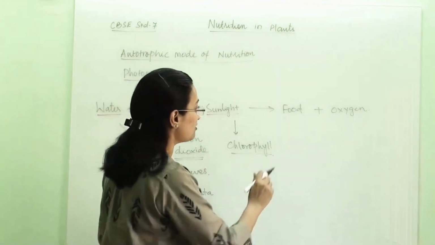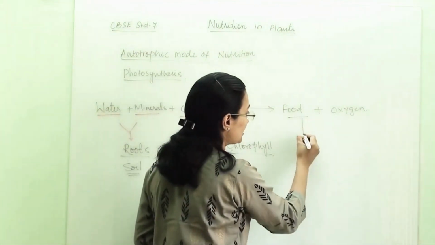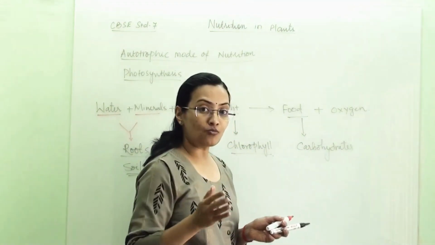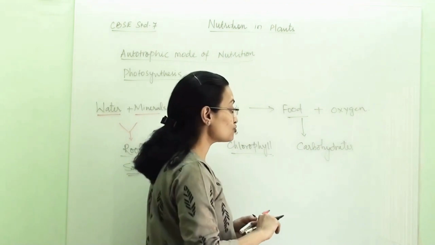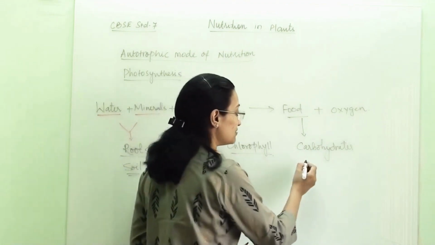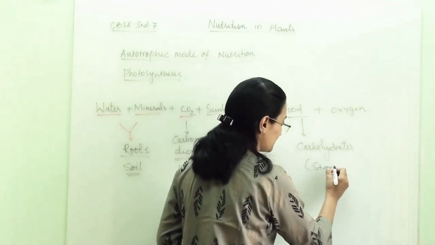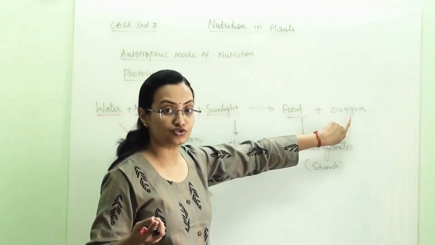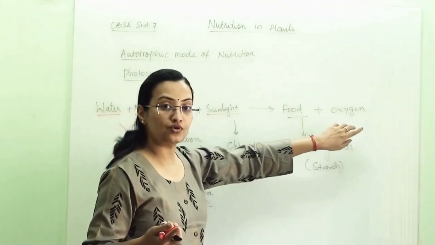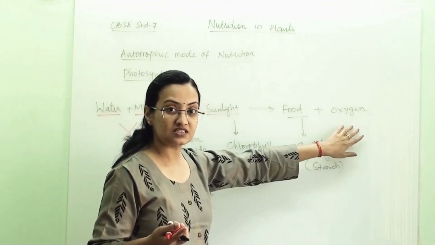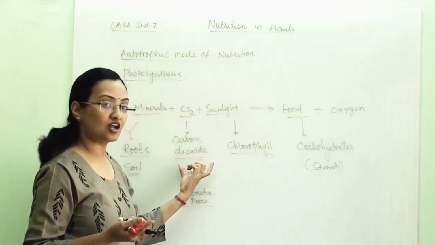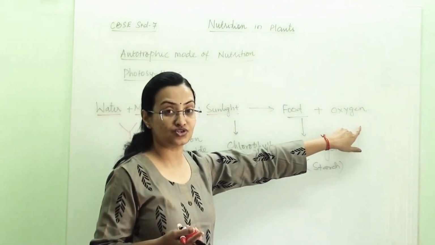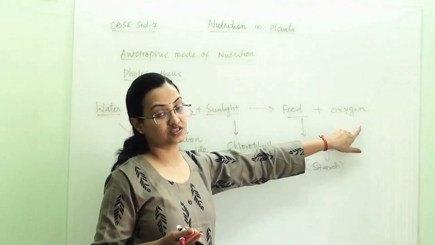Then they are making food. Now food they are making in the form of carbohydrates. Now there are many forms of carbohydrates. They are storing their food in the leaves in the form of starch. Then they are liberating oxygen. So it is a byproduct of this photosynthesis. Now they are taking in carbon dioxide from the leaves, the same way they are giving out oxygen at the end of the photosynthesis process.